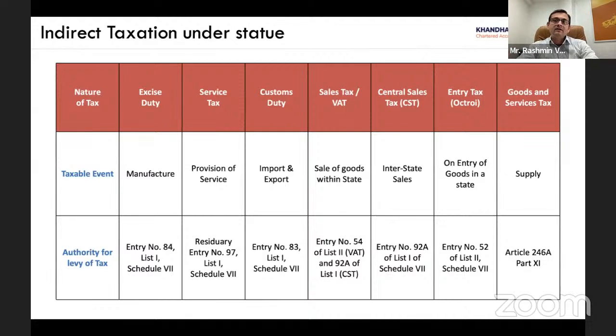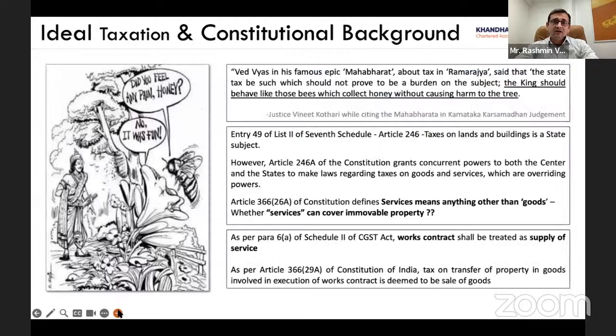The taxable event so far as GST is concerned is supply, and supply has been properly defined under GST. A very exclusive and inclusive definition of supply is there in GST. Entry 49 of List 2 of Schedule 7, Article 246, dealt with taxes on land and building as a state subject. This was amended by the Constitution to give concurrent powers to both Center and State. For taxing a developer or a particular immobile property, we need taxing powers with both State and Center, which was not there prior to this constitution amendment.